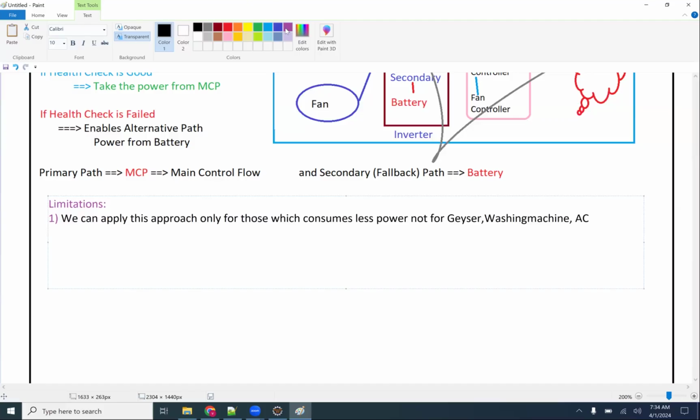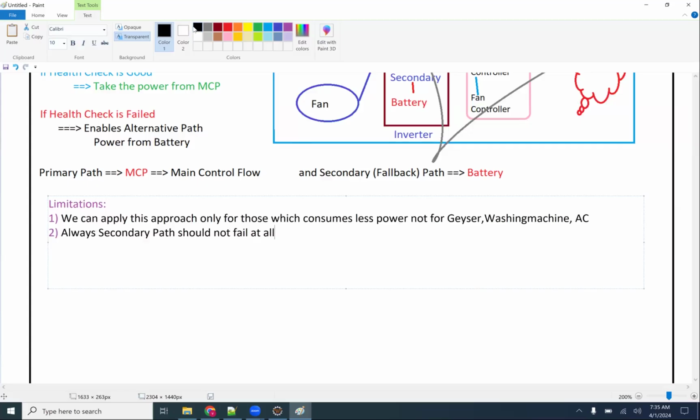Second, the secondary path should not fail at all. Always my battery should be working. My battery should be in working condition. Always my battery should be in working condition. Will you agree with me? Yes.